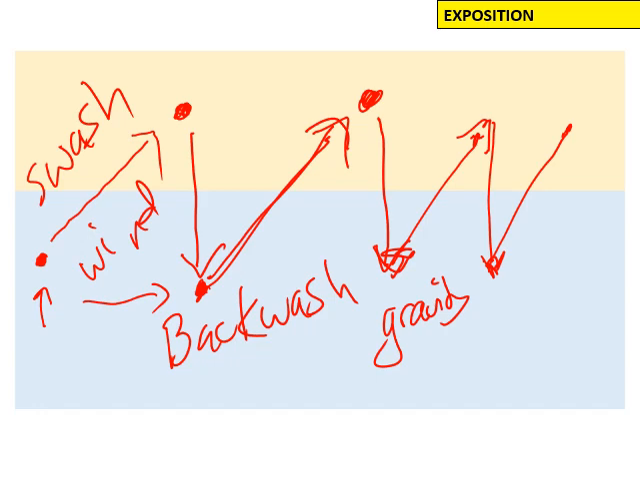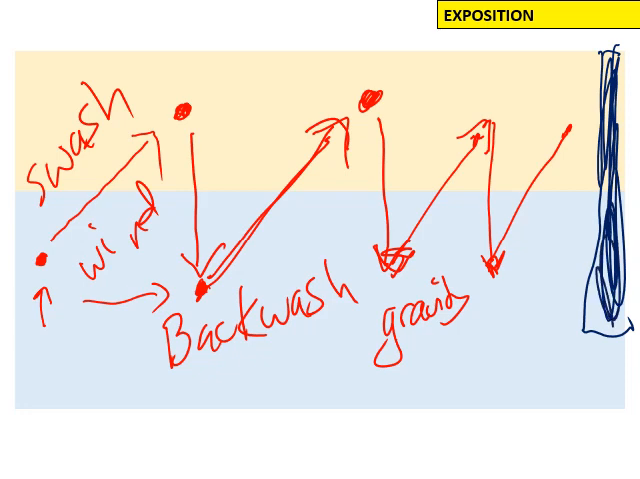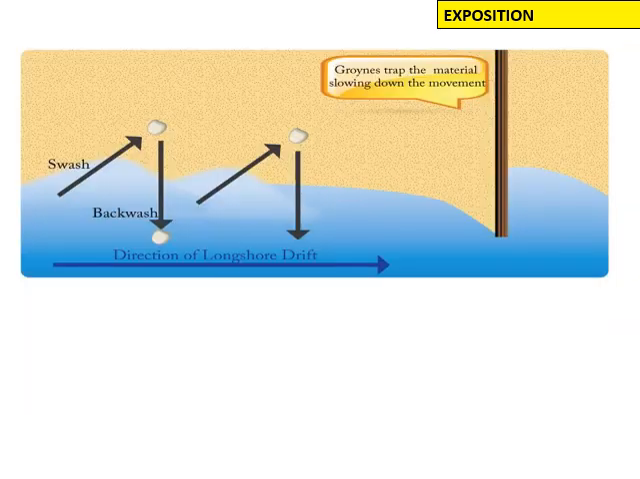Now, in my diagram, there is nothing there to stop it, but if I drew a big wall, a barrier called a groyne, G-R-O-Y-N-E, that would stop my sand going any further. So this movement along a coastline of sand is called longshore drift.